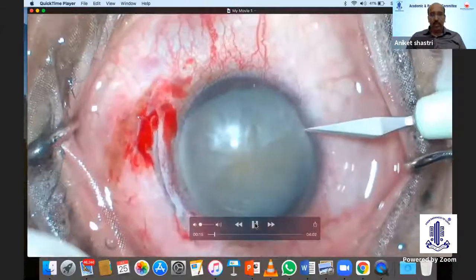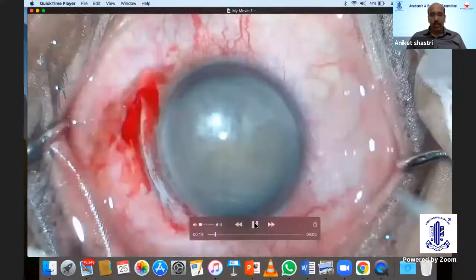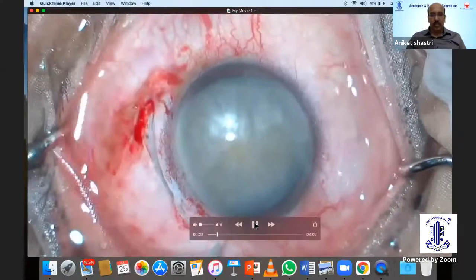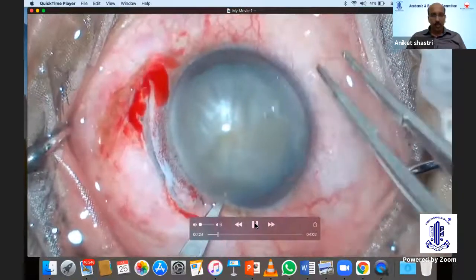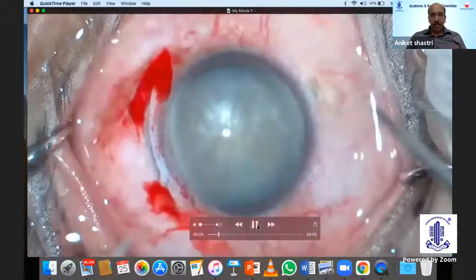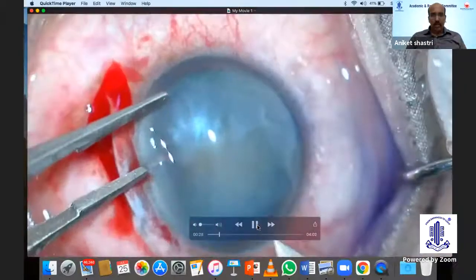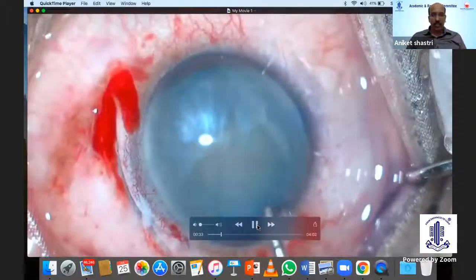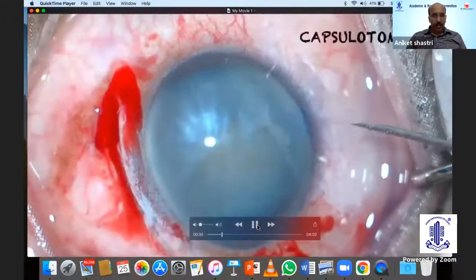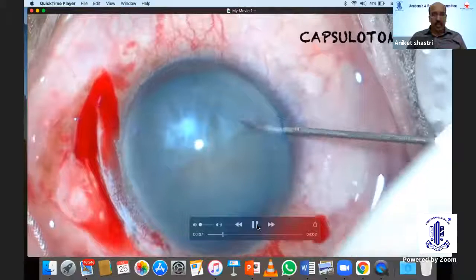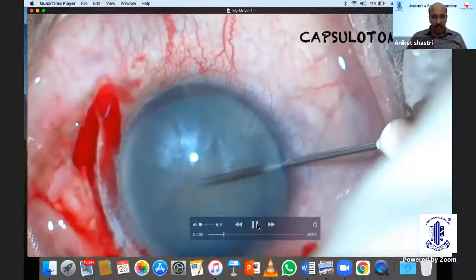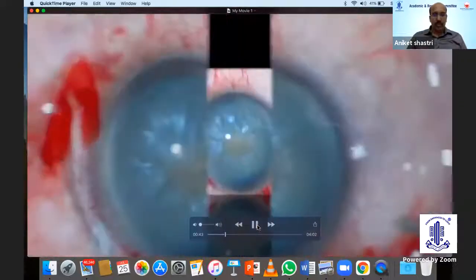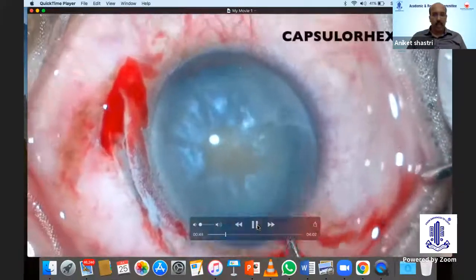Four side ports were made, 2 for instrumentation and 2 small stab incisions for the insertion of capsular hooks. Then we made a 2.8 mm temporal main incision. Then we used a 26 gauge cannula here. We thought the lens was quite intumescent, so an intracapsulotomy was performed with it and we aspirated some of the cortical fluid to reduce the intralenticular pressure.